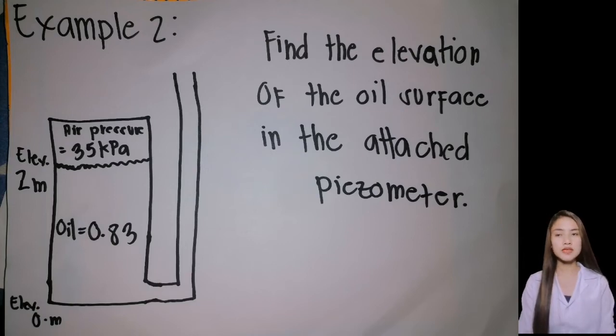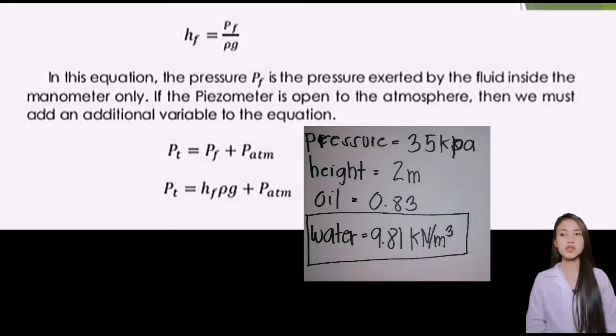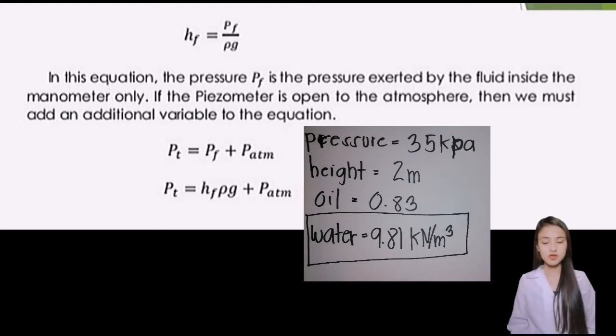Ang ating second example is find the elevation of the oil surface in the attached piezometer. So, in this problem, kukunin natin yung pressure head manometer. So, ang ating air pressure is 35 kilopascals with the elevation of 2 meters and oil 0.83. In this equation, the pressure PF is the pressure exerted by the fluid inside the manometer only. If the piezometer is open to the atmosphere, then we must add an additional variable. So, ayun nga, yung ating tangke ay open to the atmosphere. So, mag-add tayo ng isang variable which is yung water, yung nakabilog dyan. Yan yung inadd natin na variable.